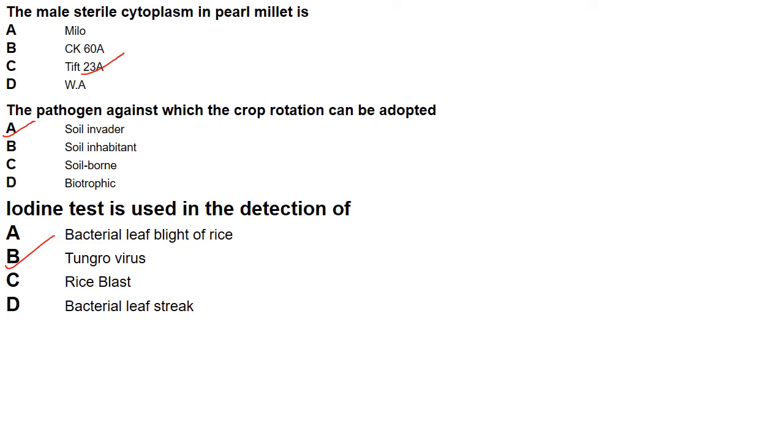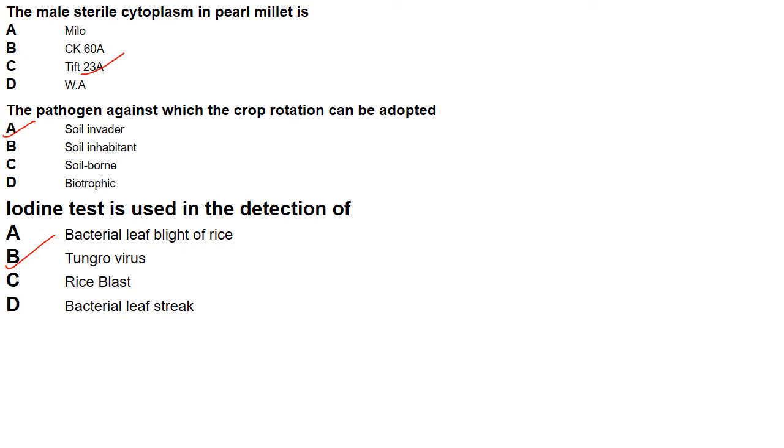Now, a well-designed crop rotation can reduce the need for synthetic fertilizers and herbicides by using ecosystem services from a diverse set of crops. Hence, crop rotation is useful for soil invaders. Soil invaders, I told you, they are local. Now, if you use crop rotation for soil invaders, then they will not be able to survive for a long time, and you can also reduce the amount of usage of synthetic fertilizers and herbicides.